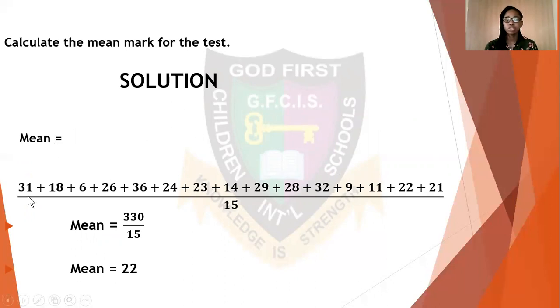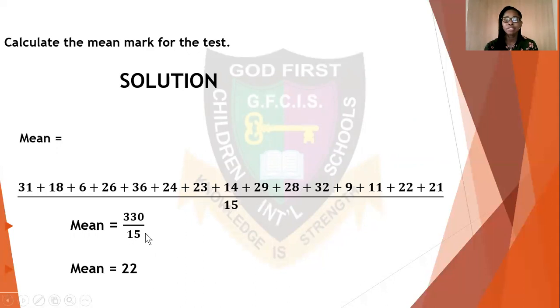Mean is equal to the sum of all the marks, which is 31 plus 18 plus 6 plus 26 plus 36 plus 24 plus 23 plus 14 plus 29 plus 28 plus 32 plus 9 plus 11 plus 22 plus 21, divided by the number of the marks. Counting these numbers: 1, 2, 3, 4, 5, 6, 7, 8, 9, 10, 11, 12, 13, 14, 15. Divided by 15.